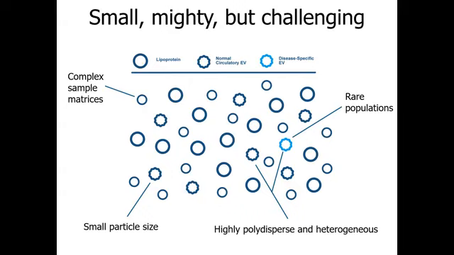Taken together, these factors mean that you need a method that is really highly sensitive, highly specific, and can size particles down to the smallest level to be able to find out exactly what is in your EV sample.